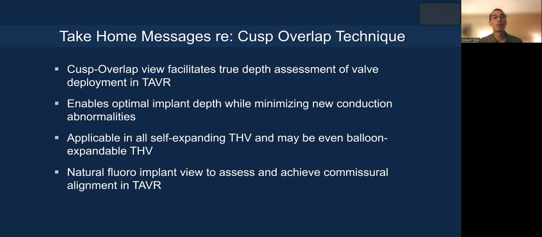So in summary, the cusp overlap technique facilitates true depth assessment of valve deployment in TAVR, enables optimal implant depth, and minimizes pacemaker risk. It is really applicable to all self-expanding valves and maybe even balloon expandable valves. And it is the natural fluoroscopic implant view to assess and achieve commissural alignment in TAVR as well.